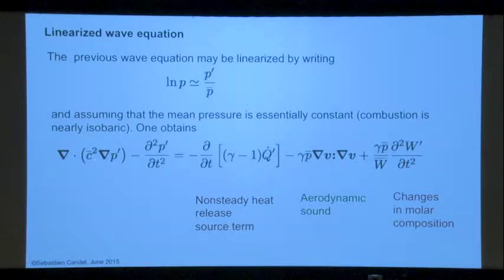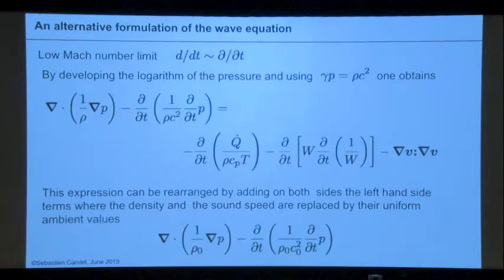If c squared is constant, then you would have Laplacian of P, and you would recognize immediately the equation on the blackboard. This is aerodynamic sound. This is the sound produced by turbulent jets. It takes this shape here. And if there are changes in molar composition, there is a term coming in here. And there are other ways of doing the same sort of calculations.